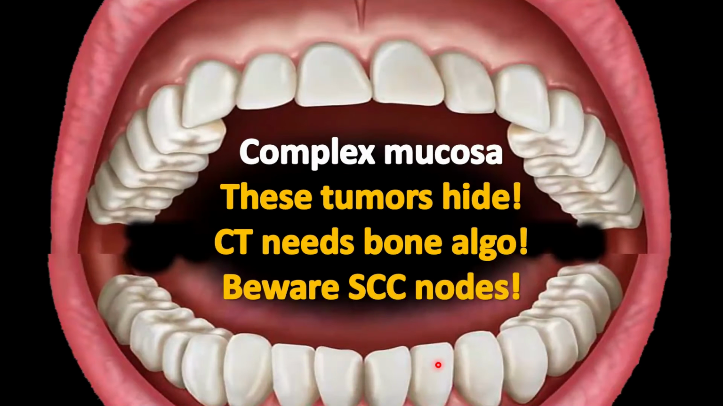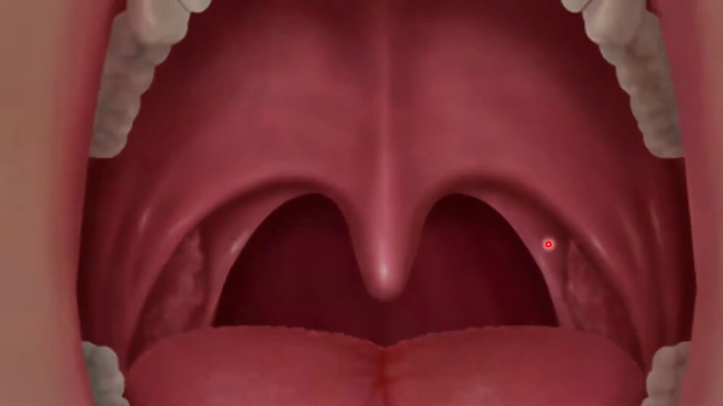So that's what I wanted to share with you today. I really wanted to help you to understand the complex mucosal surfaces of the oral cavity. These tumors can be very, very difficult because they hide, they look similar to mucosa on CT. Don't forget to use bone algorithm and be careful of those small lymph nodes on your report.